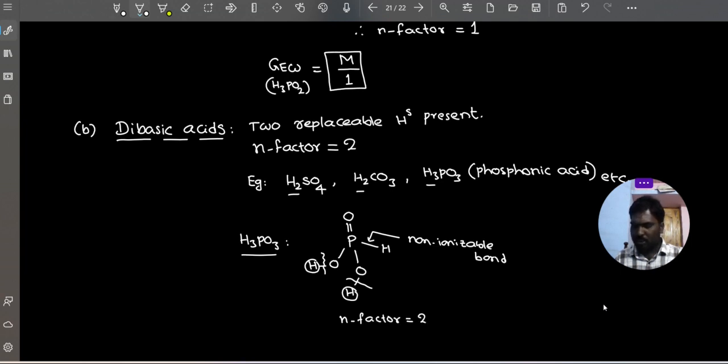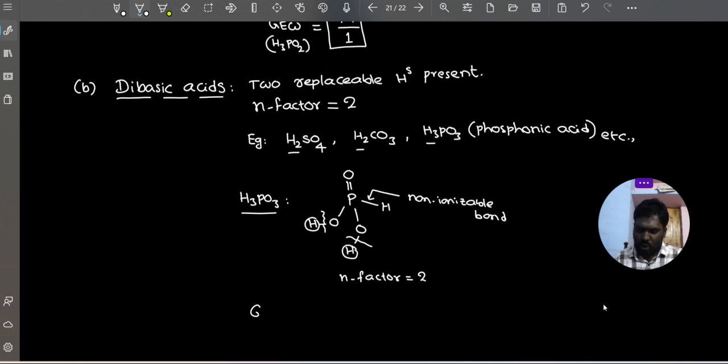The OH bonds are polar bonds, so they can provide hydrogen. The two OH groups can give hydrogen atoms, N factor 2. So its gram equivalent weight is equal to its gram molecular weight divided by N factor 2.